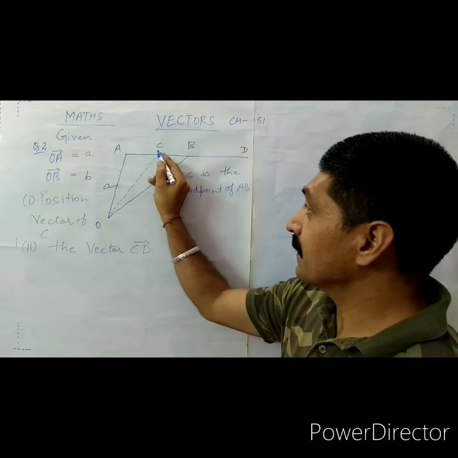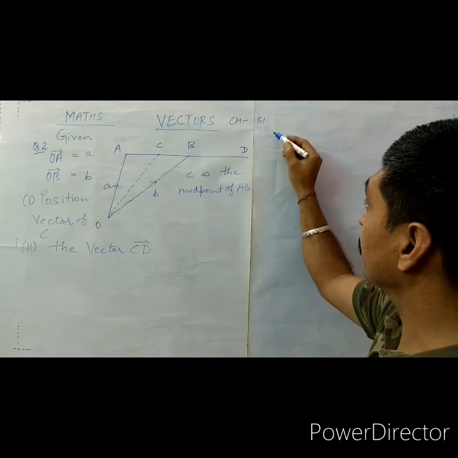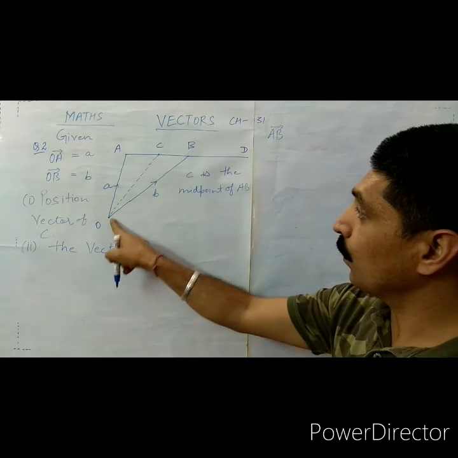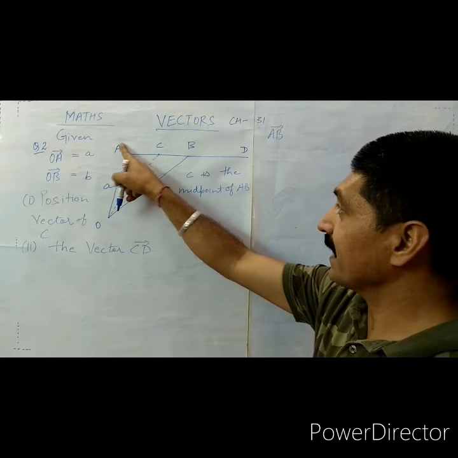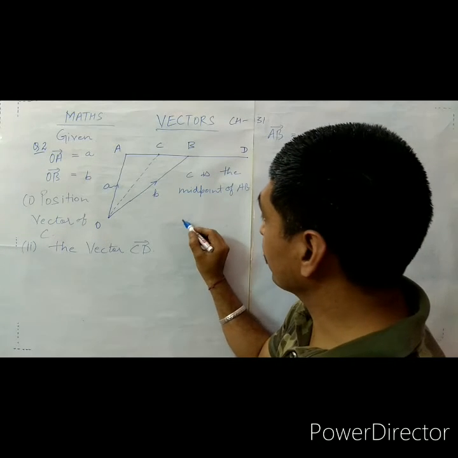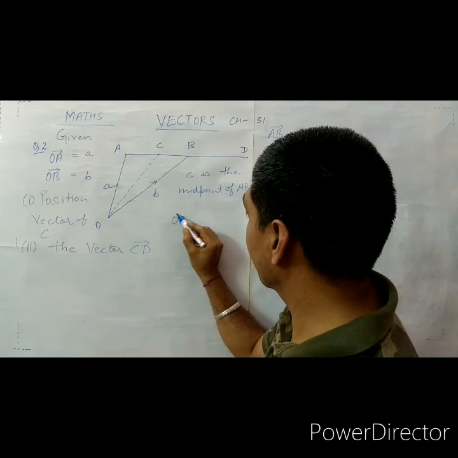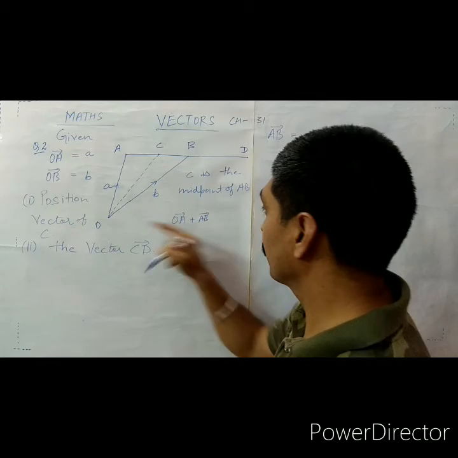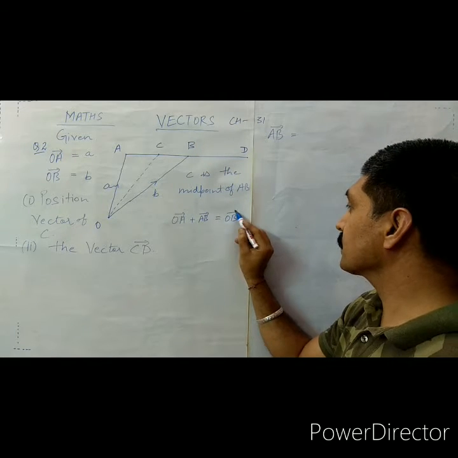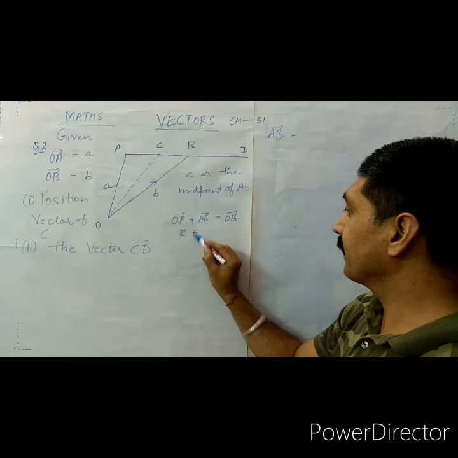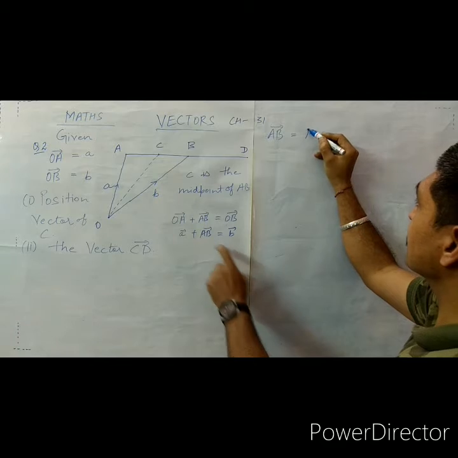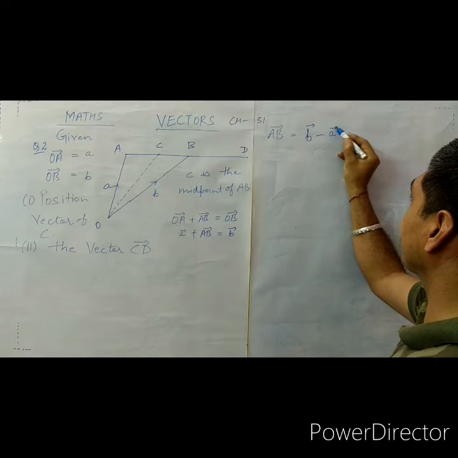OC vector, we have to find AC. Before AC we have to find AB. Here vector AB in a triangle ABO, OA plus AB is equal to OB. So here we know that vector OB, OA plus AB from O to A plus A to B is equal to OB. So here OA is A and OB is vector B. So what is AB? AB vector is vector B minus of vector A.